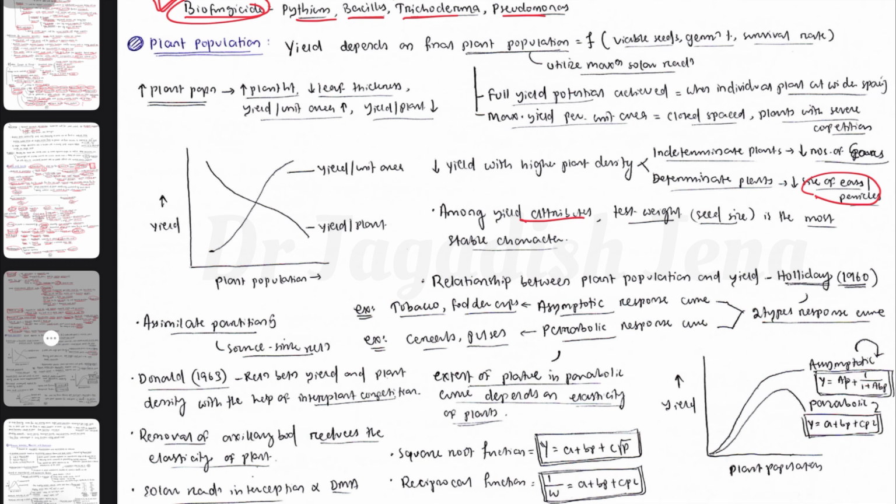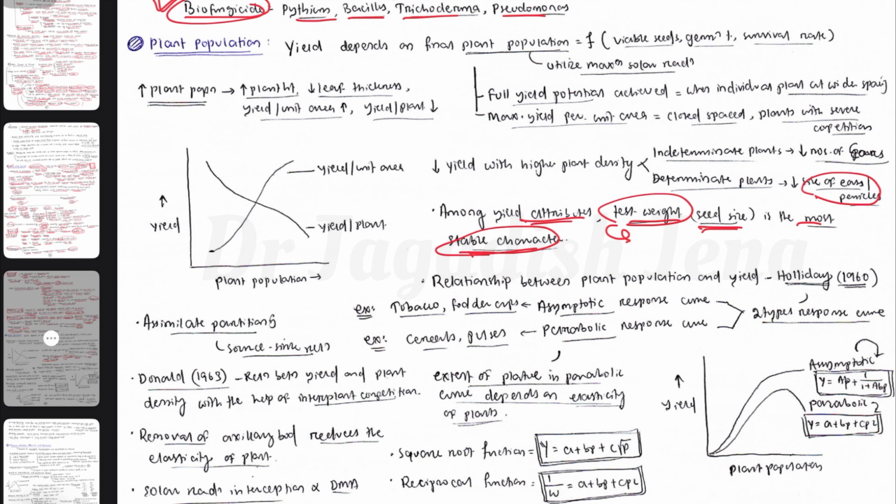Among the yield attributes, which one is the most stable character? Test weight, or seed size, is the most stable character. Not suitable, but stable. Why is it stable? Because it is mostly not affected by environmental factors or whatever inputs we are putting.